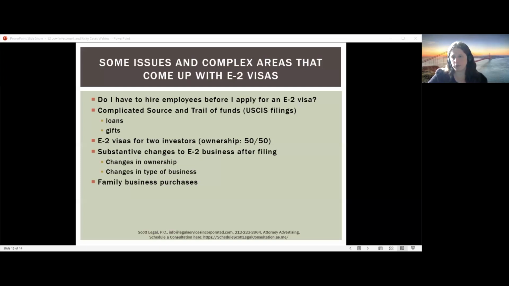And if you don't have an objective third party who's weighed in, at the very least, you want to have an explanation for the officer. Here's how we calculated this. We looked at the assets, we looked at the liabilities, we looked at the profits and the revenue. You want to have an explanation: here's how we arrived at this number, and that's why it should qualify as a substantial investment.